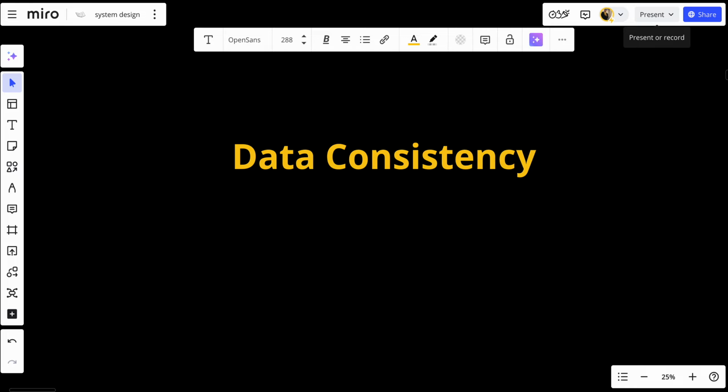Third, let's talk about data consistency. SQL databases follow the ACID properties, which are atomicity, consistency, isolation, and durability, which ensures strong consistency. This is important for use cases where data integrity is critical, such as financial systems. NoSQL databases often follow the CAP theorem and are more likely to provide eventual consistency rather than strict consistency, which makes them faster and more available in distributed environments.